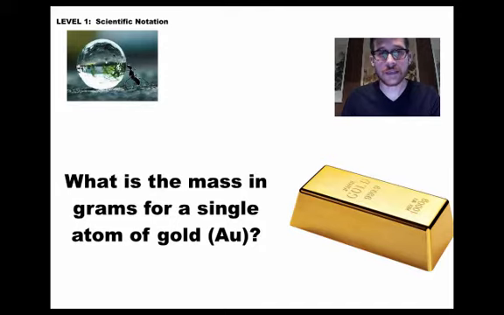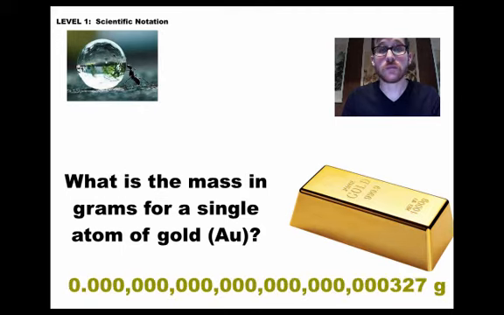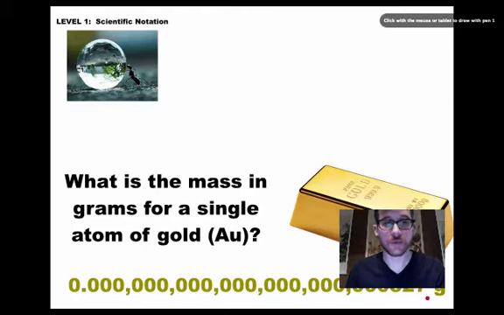What is the mass in grams for a single atom of gold? So I'm not talking about this whole brick of gold here. I'm talking about one atom in that brick of gold. What would be the mass for that atom in grams? You're probably thinking something very, very small, and you'd be right. So again, we have lots of zeros. We have a decimal out in front this time, and then a 327 g, g for grams, right?